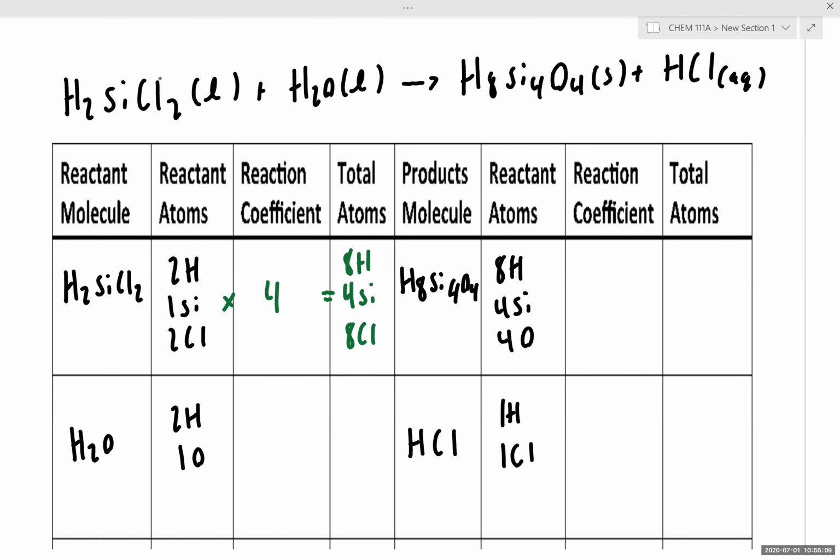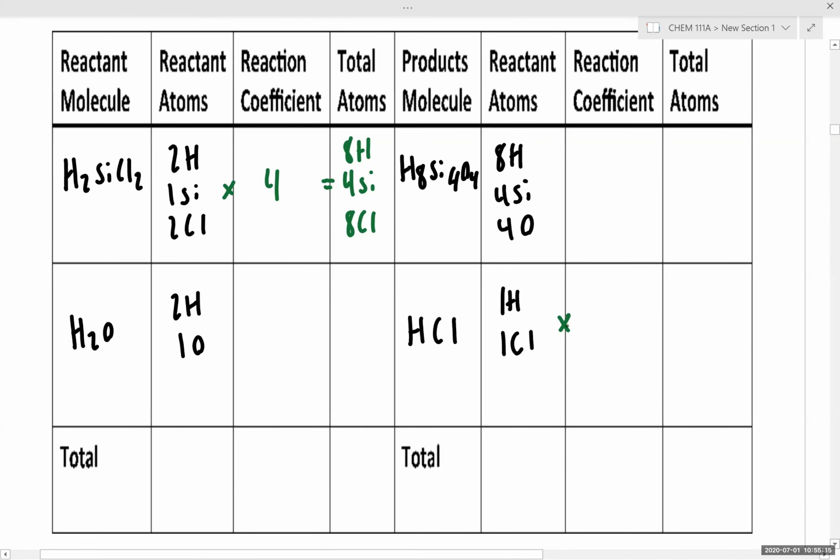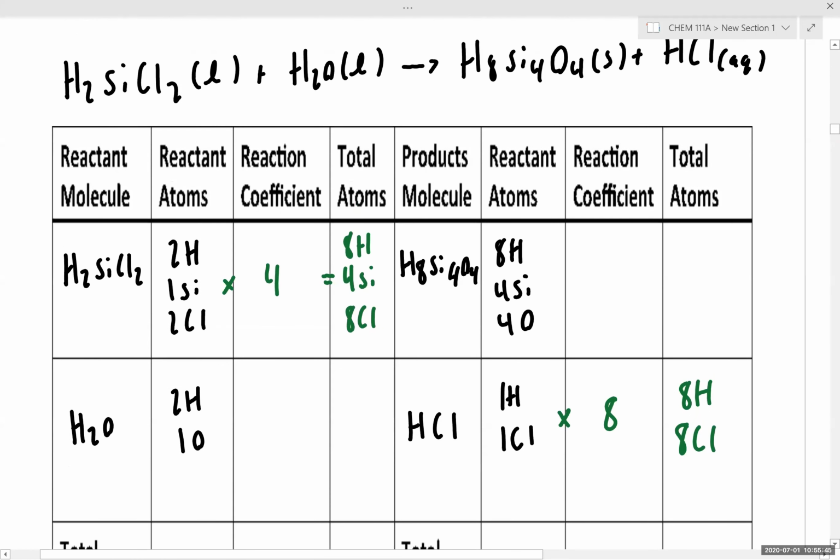Chlorine, sure. Okay, so looking at chlorine, we have 8 chlorines on the left, so we want 8 chlorines on the right. So 1 times what would give us 8 chlorines? What coefficient do we guess for hydrochloric acid? 8, yep. So we have 8 hydrogens and 8 chlorines, okay. Now what element do we want to balance? What's the next element on our list that we want to balance?